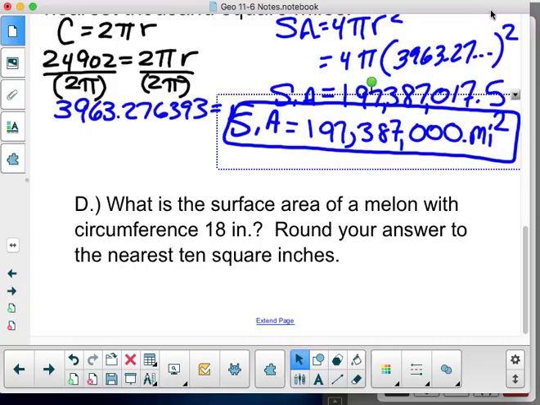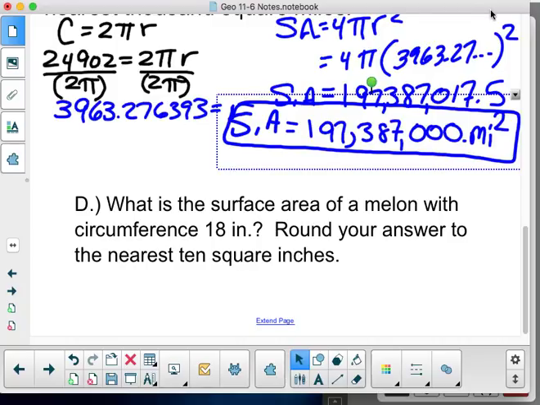Now, it's your turn. What's the surface area of a melon with circumference 18 inches? Now, I just did something with really huge numbers with Earth. You're doing exactly the same steps with the 18-inch circumference. You're going to find the surface area after you find r. It's your turn. Turn me off. Give it a try. Go.